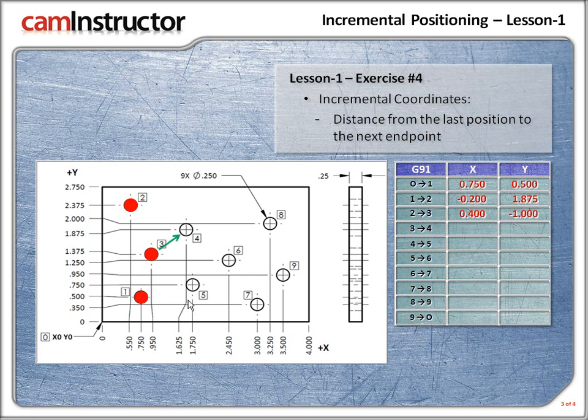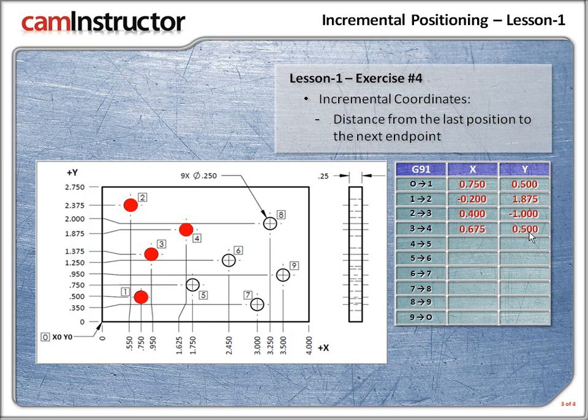Next up, position 3 over to position 4. Now, how much would you move in the X-axis? Well, we'd move a positive value, 0.675. Now, how do we get that? Well, check this 1.625 dimension minus the 0.95 dimension, and that's 0.675.